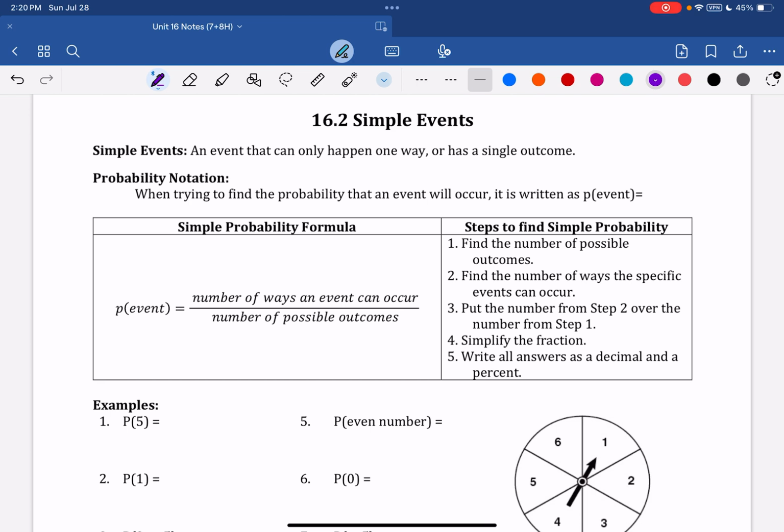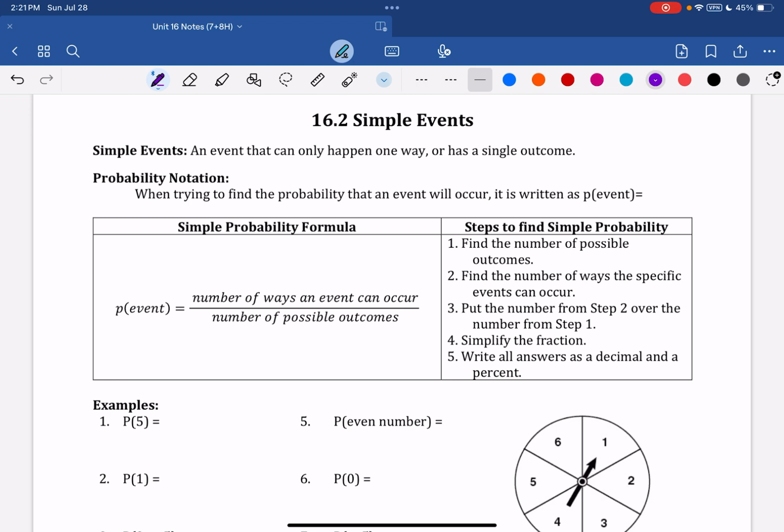And again, probabilities can be written as a fraction, a decimal, or a percent. It does not matter. The probability that an event will happen is the number of ways that the event can occur versus its possible outcomes. So the first thing we have to do is find the number of possible outcomes, then find the number of ways that that specific event can occur. Then we divide and simplify.